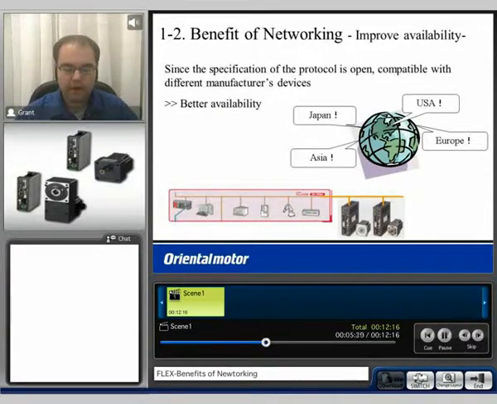One of the thoughts we put behind our protocol was choosing an open protocol which is compatible with many different manufacturers' devices. This equates to better availability. When considering an open protocol, more than likely it's a common protocol which can be used in not only the US, but also in Europe, Asia, and other places abroad.